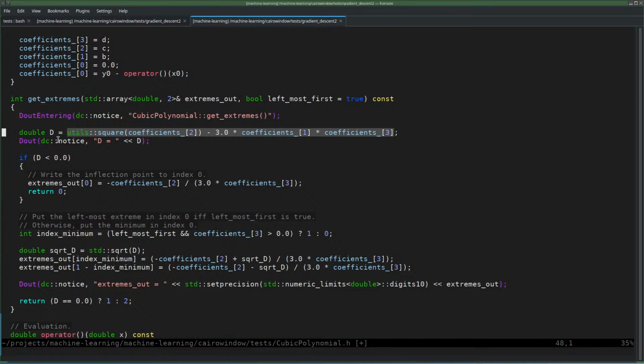I guess if I try to take the square root of a negative number, I just get not a number. Or do I need this check?